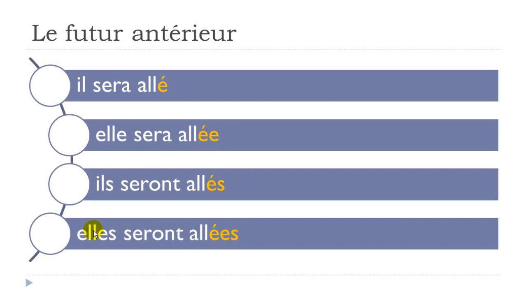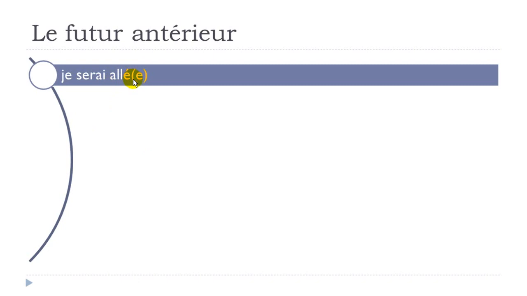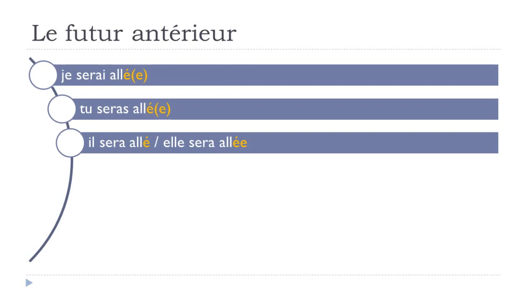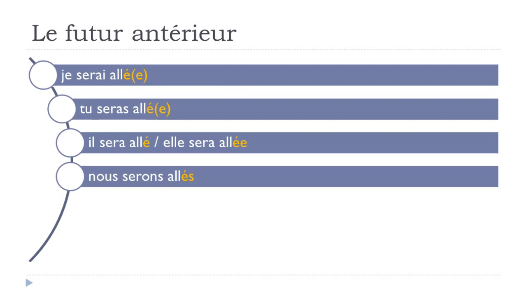All right, so let's see now how it goes for the full thing. So, je serai allé. Okay, so I did put this like that just to make it possible to put the feminine. All right. Tu seras allé. Il sera allé. Elle sera allée. Nous serons allés. Vous serez allés. Ils seront allés. Elles seront allées.